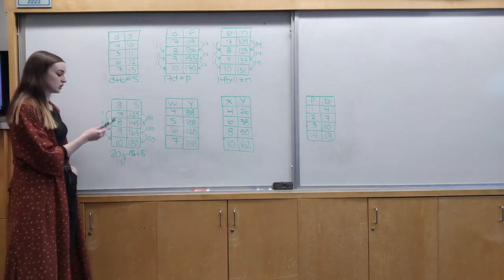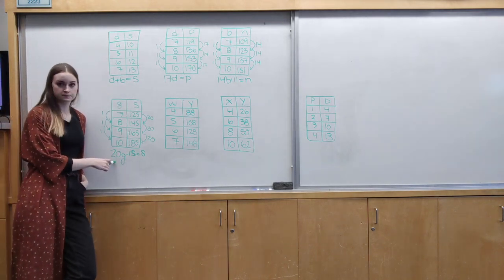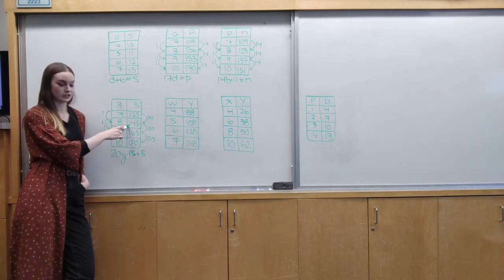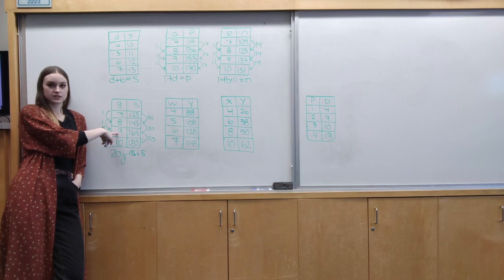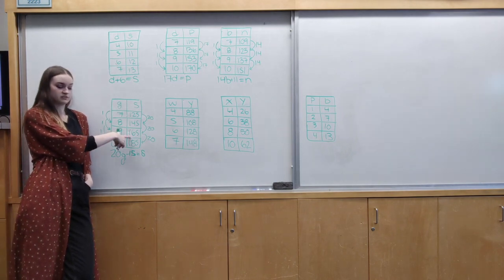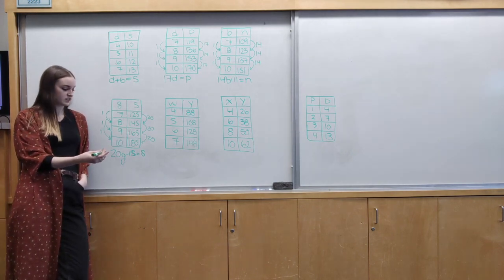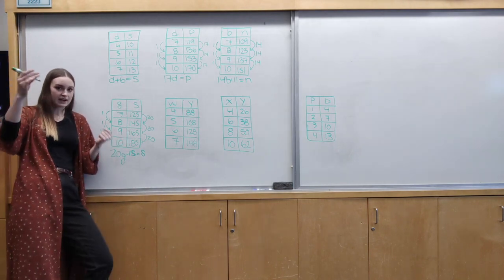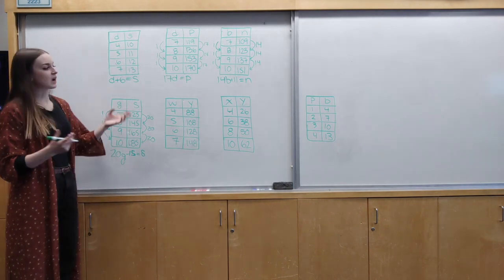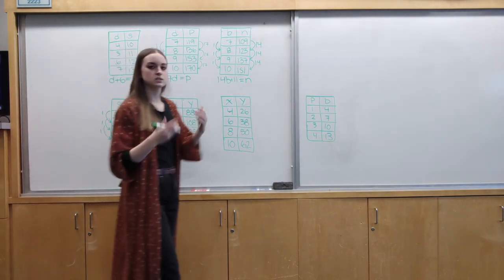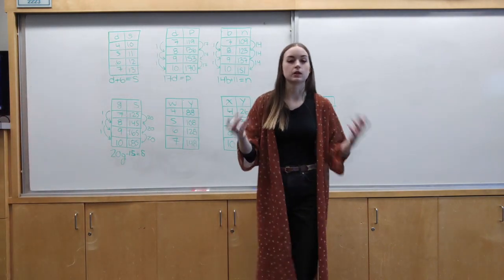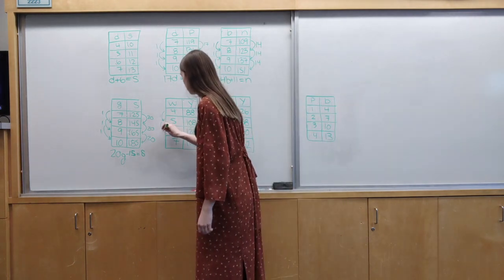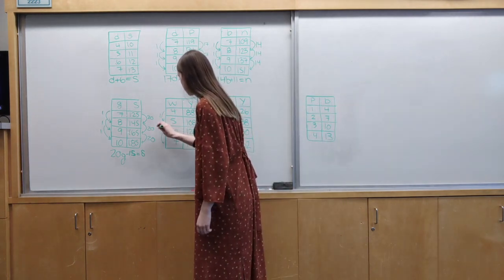Okay? I can try the next one. 8 times 20 is 160. Minus 15 is 140. 9 times 20 is 180. Minus 15, 165. 10 times 20, 200. Minus 15, 185. This pattern keeps working. So we kind of found a way, a little trick, to help us with our equations, get them a little bit faster.